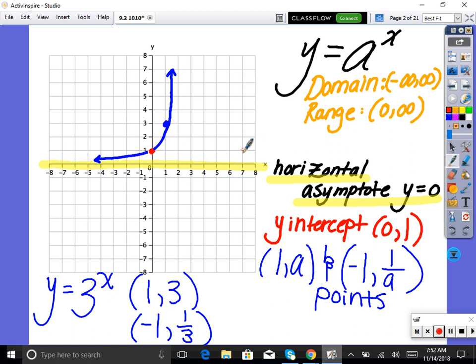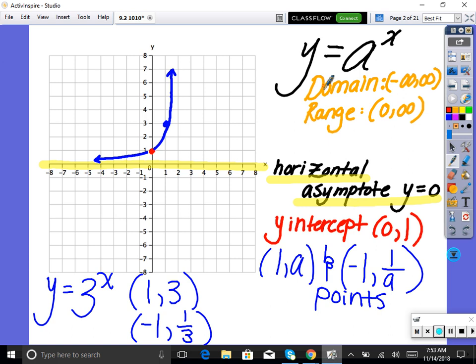The domain will always, for all exponentials, be negative infinity to infinity. Even if I start shifting this around, it's going to still point this way forever and that way forever. Even if I move it clear over here, it's still going to point this way and this way forever. Left and right forever. Our range will be 0 to infinity if there's no shift. If it has the form y is equal to base a raised to the x, it'll always be 0 to infinity. So we will always have a horizontal asymptote at y equals 0 if it has that form.